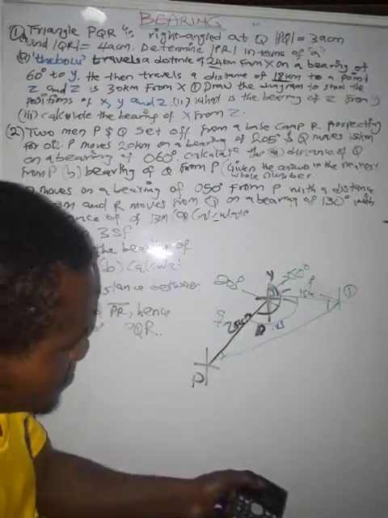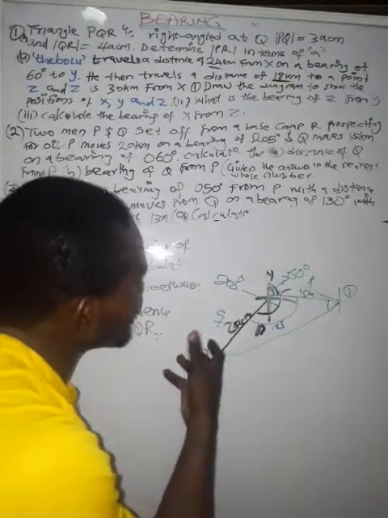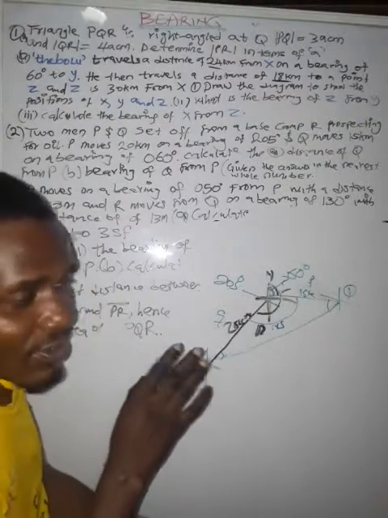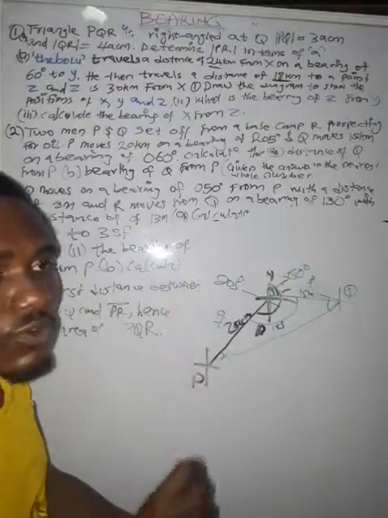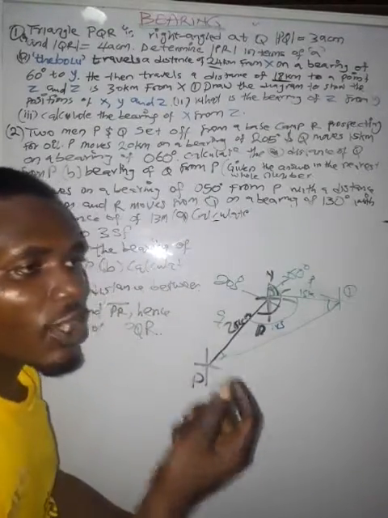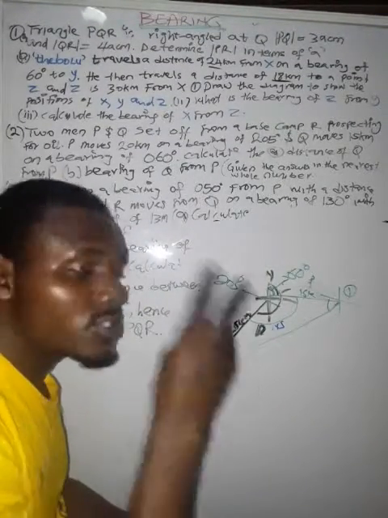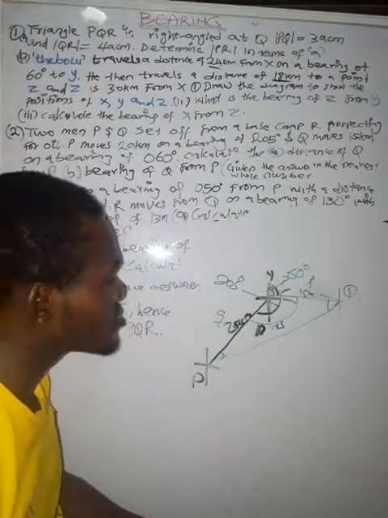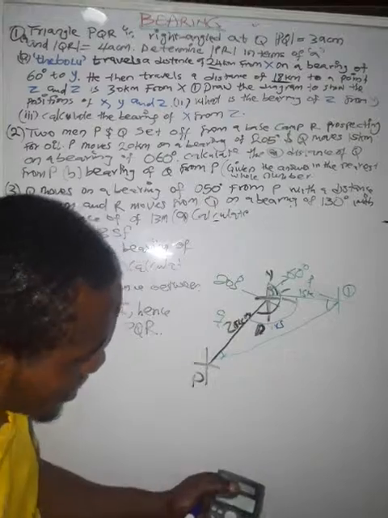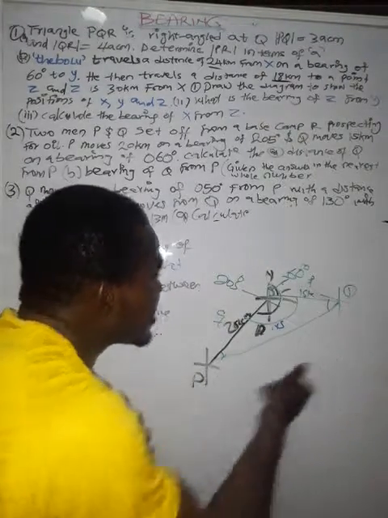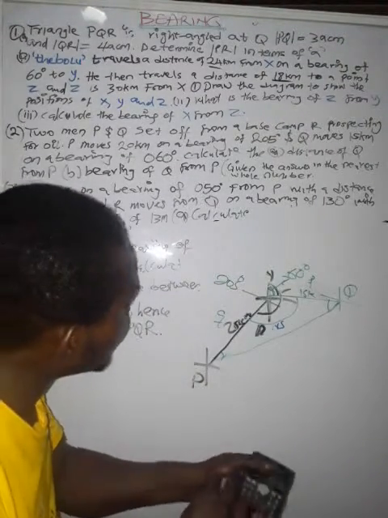Now the only formula we can use here is cosine, because we have two sides and one angle. For us to use the sine rule, we need two angles with one side. That is the only way we can use the sine rule. So I'm going to use this symbol here to write our formula. How will our formula look like?